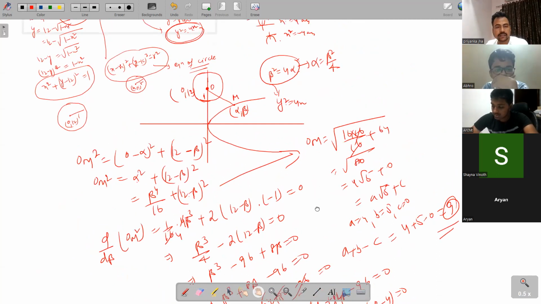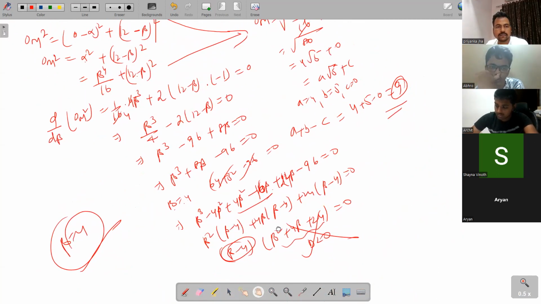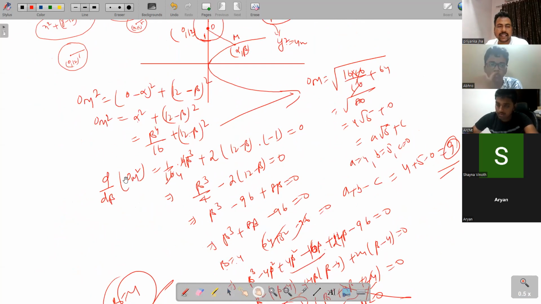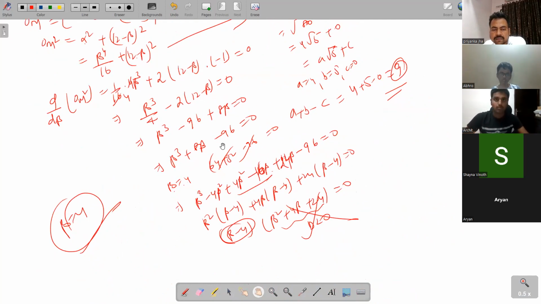Sir, I understood. But how did you find that equation, beta cube and all? See, I just differentiated this because now we have to find the minimum value of OM squared. So I differentiated this equation and then simplified. We get beta cube. No, not that one, sir. After that, this one below. Oh, yeah, this one.